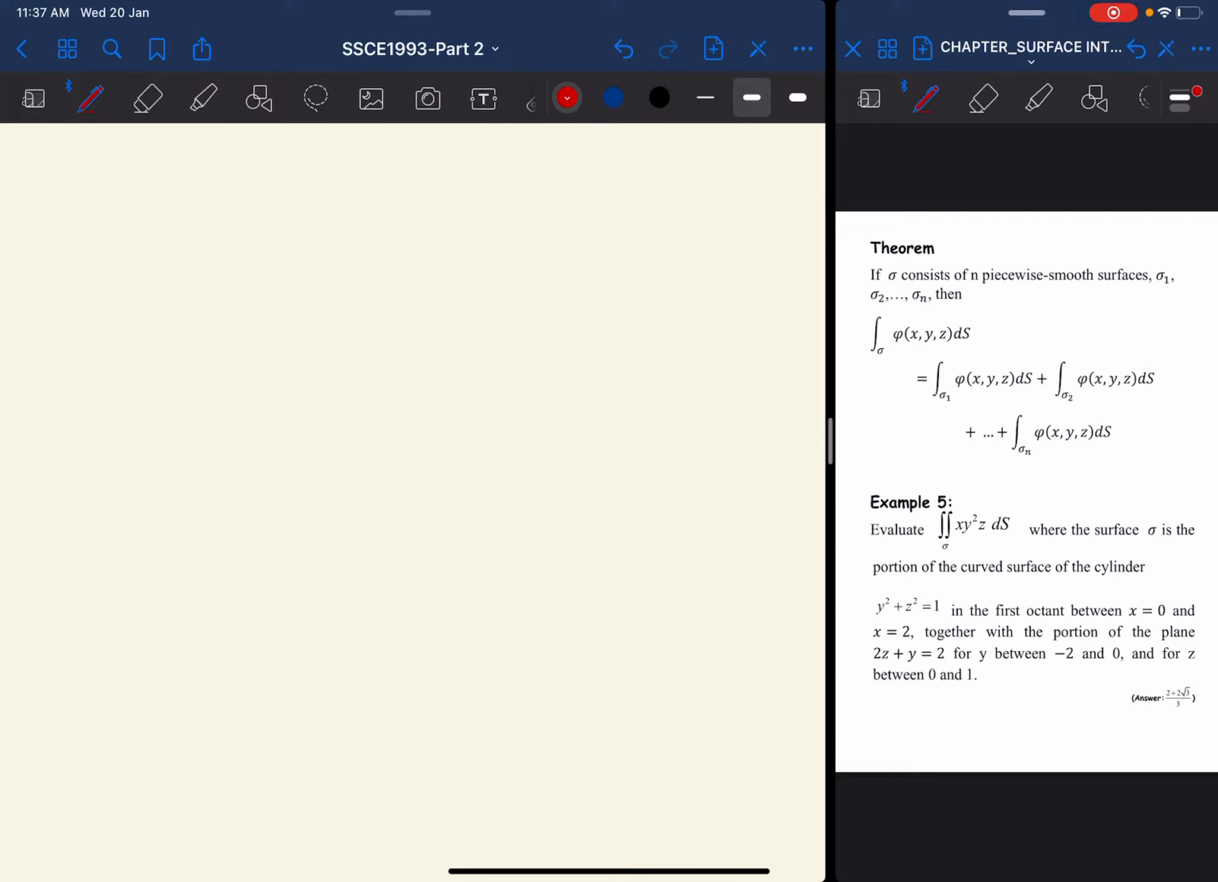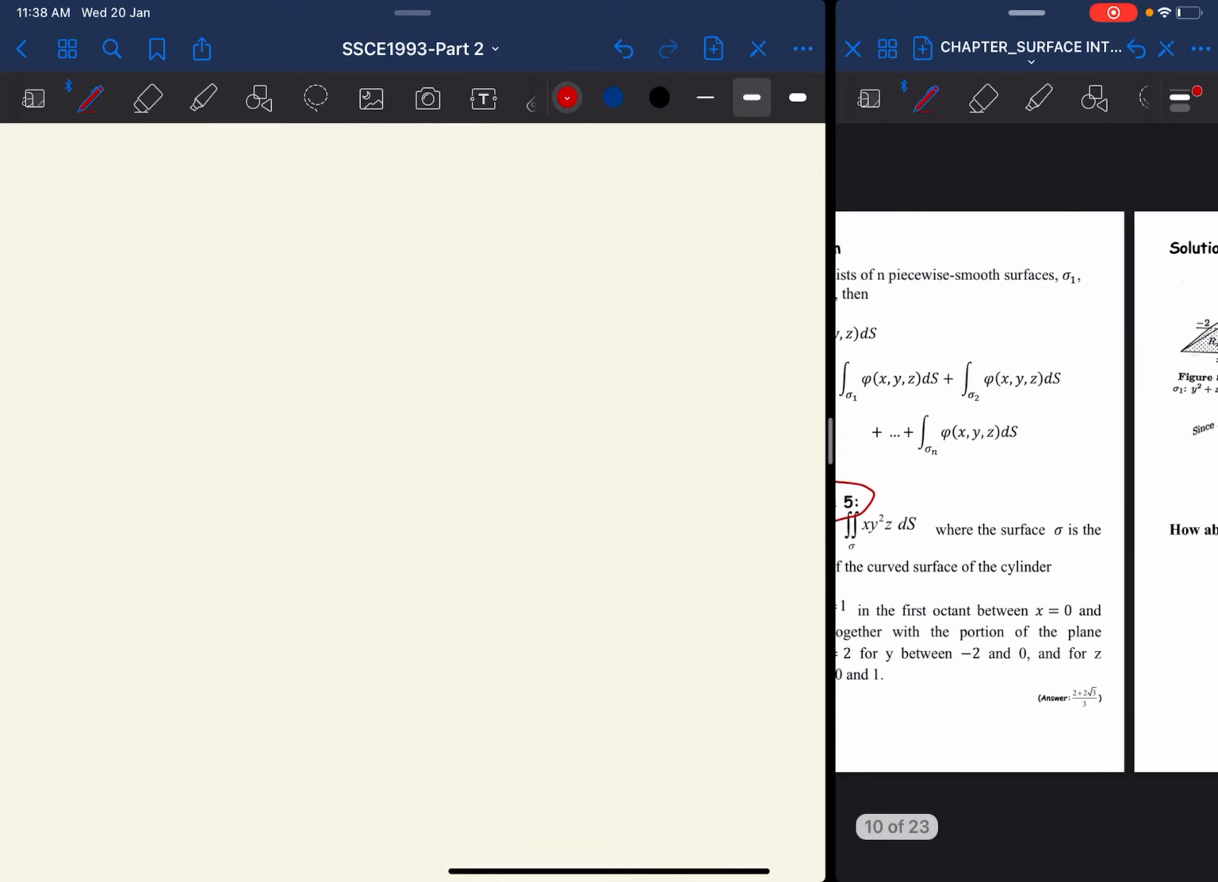So for example, in this question, they give you the scalar function, and then they say that the surface is the portion of the curved surface of the cylinder y squared plus z squared equal to 1 in the first octant between x equal to 0 and x equal to 2, together with the portion of the plane 2z plus y equal to 2 for y between -2 up to 0 and for z between 0 up to 1.